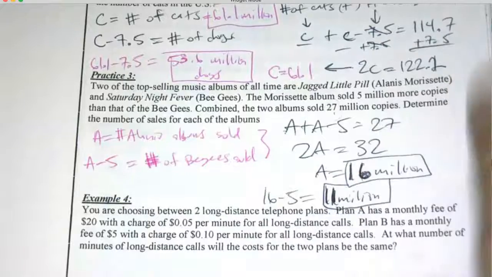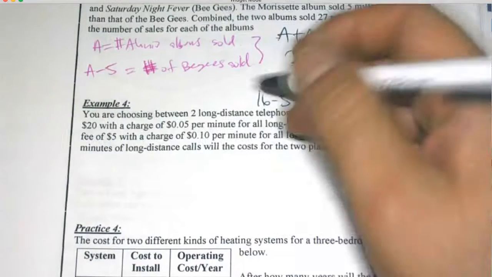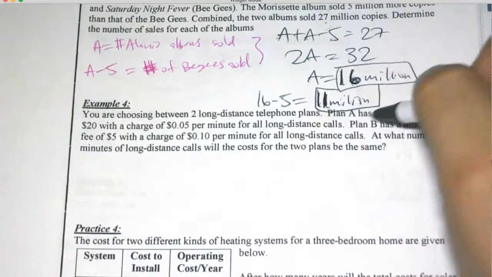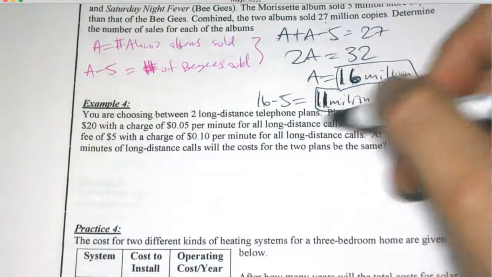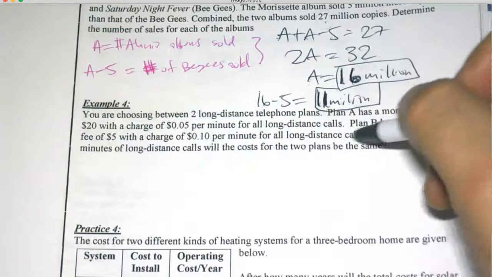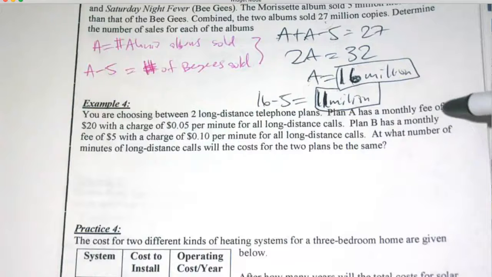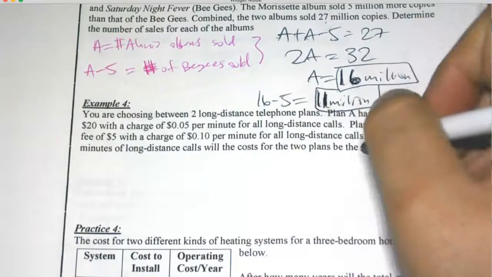And so everything kind of aligns and it makes sense. The next one here, let's see, I'm choosing between two long-distance telephone plans. Plan A has a monthly fee of $20, 5 cents per minute. Plan B has a monthly fee of $5 with 10 cents per minute call. At what number of minutes of long-distance calls will the cost for the two plans be the same?